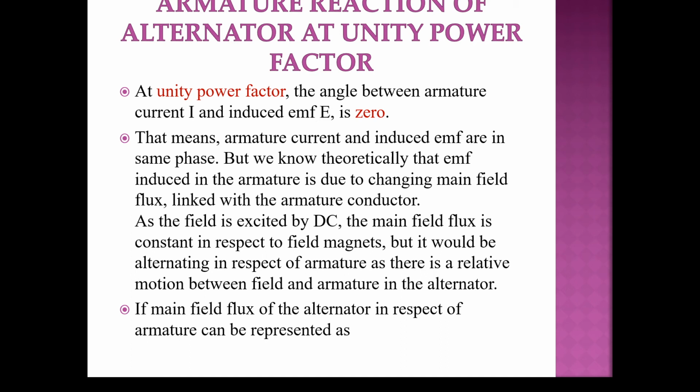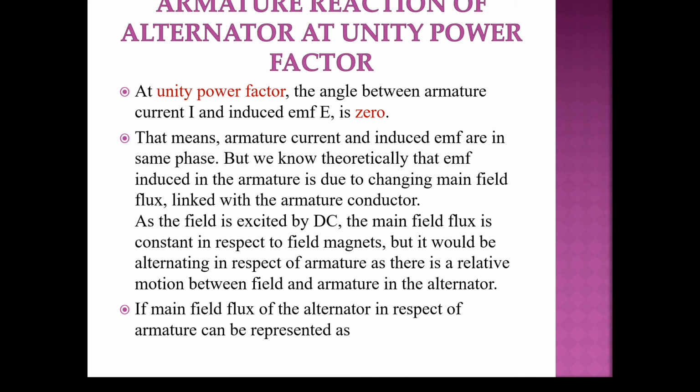So in the unity power factor, we are taking into consideration resistance. So for a resistor, voltage and current are in phase. We know this, okay? But EMF induced in armature is due to changing main field flux linked with the armature conductor. So field is excited by DC. So main field flux is constant in respect to field magnets, but it would be alternating in respect of armature because there is a relative motion between field and the armature.